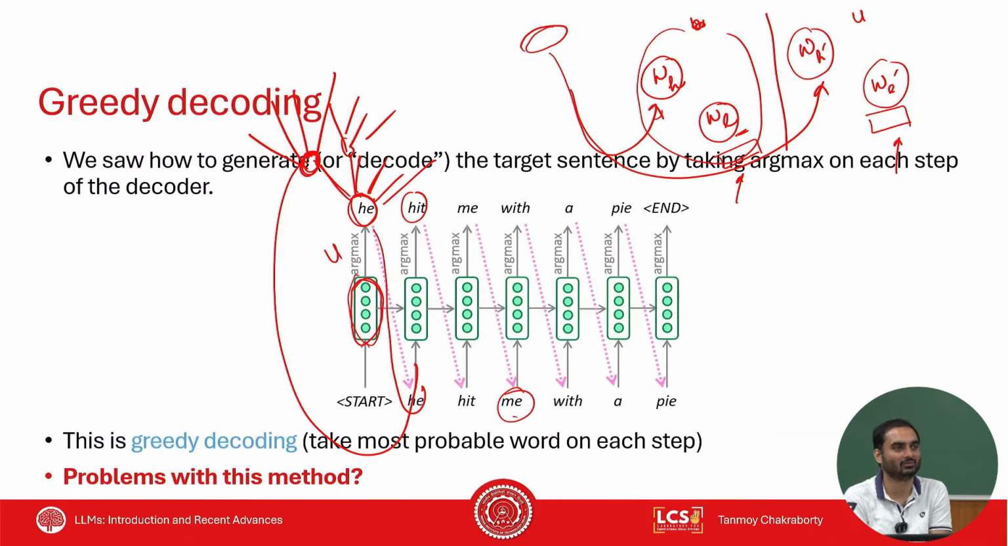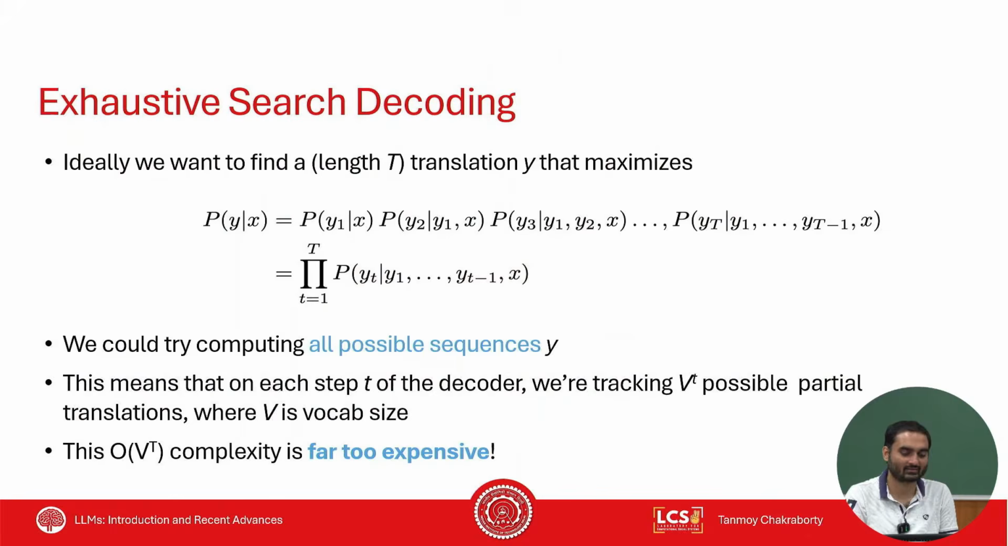Let's say if it is possible to do, what would be the complexity? There are T number of timestamps in the decoding stage, and let's say V number of possible tokens that you can generate. How many possible branches you need to keep track of? V to the power T. This is extremely exhaustive.